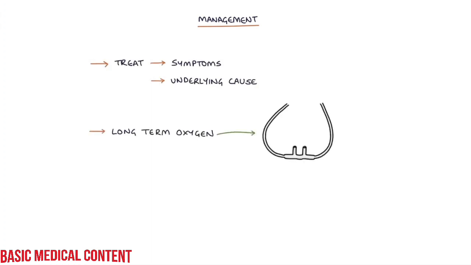What's the management of Cor Pulmonale? Well, management involves really treating the symptoms and the underlying cause. Long-term oxygen is often used, but the problem with Cor Pulmonale is it's quite an end-stage condition and the prognosis is quite poor unless there's a reversible underlying cause.